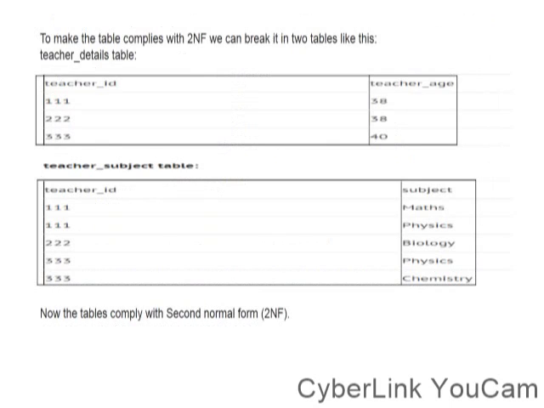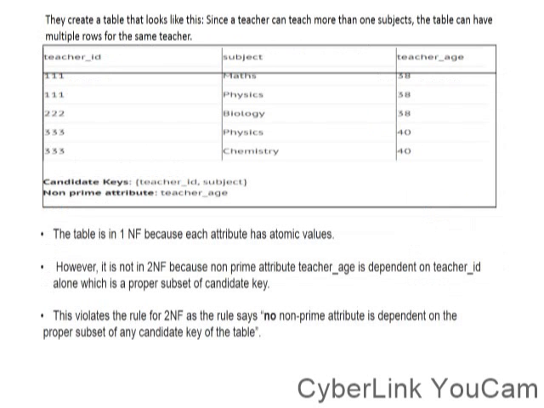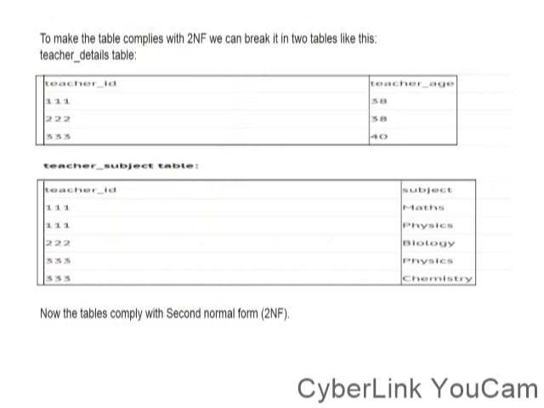To make the table comply with second normal form, we can break it into two tables. One table contains 2 columns, teacher ID and teacher age. The second contains teacher ID and subject. Now the tables comply with second normal form. As you have seen, we divided this table into two tables. One table contains teacher ID and teacher age, and the second table teacher ID and subject. Now we can call this normalized in second normal form.